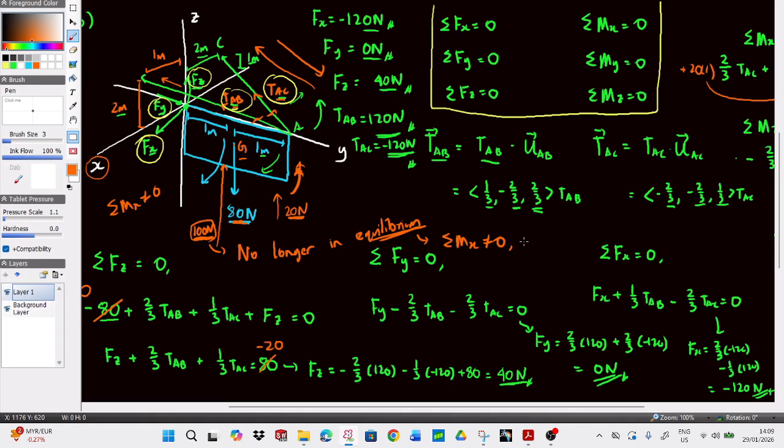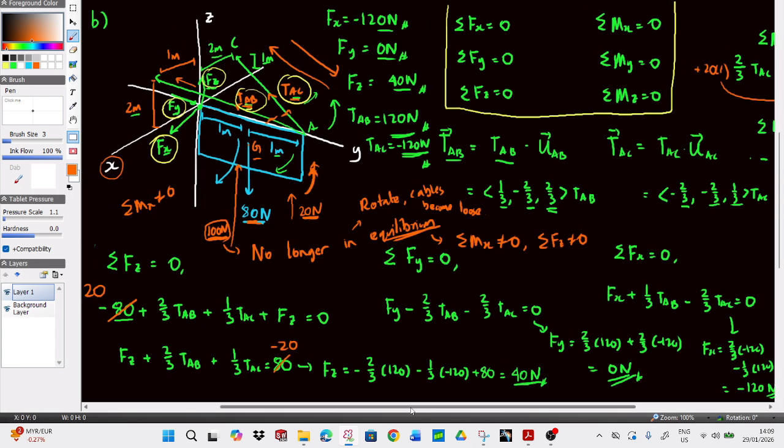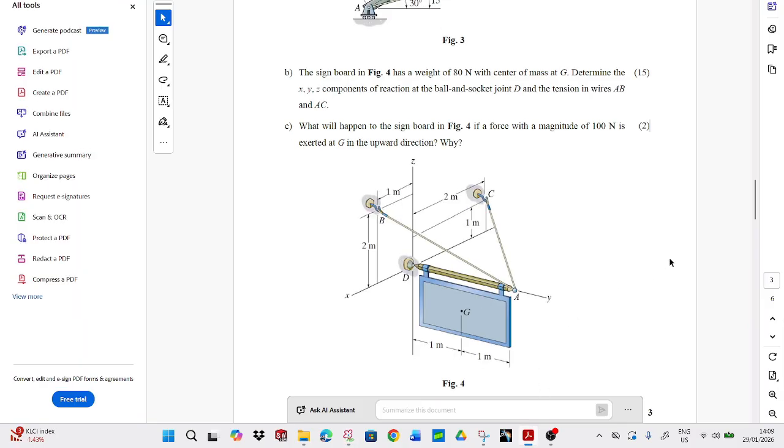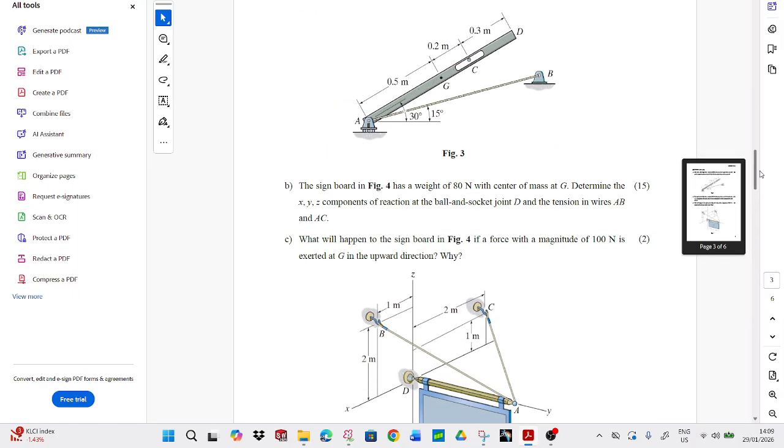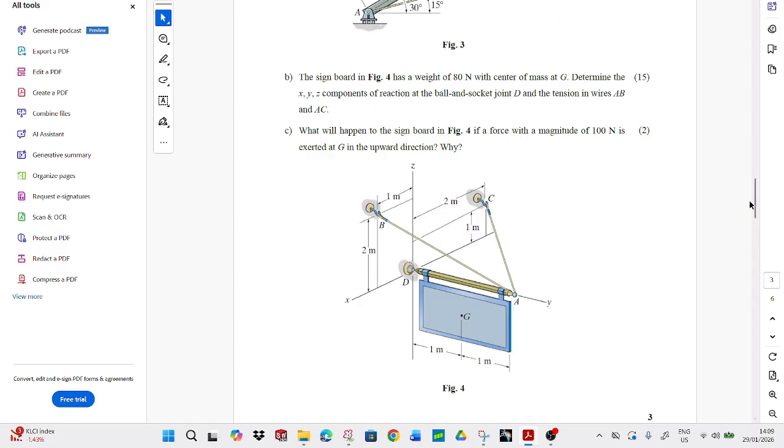And of course, your summation of Fz is also no longer zero. Since it's no longer in equilibrium, the signboard will rotate, and possibly the cables may become loose. So that's about it for question 2. We already covered question 2 for ABC. In the next video, hopefully we'll cover question 3 for this exam paper, followed by question 4.